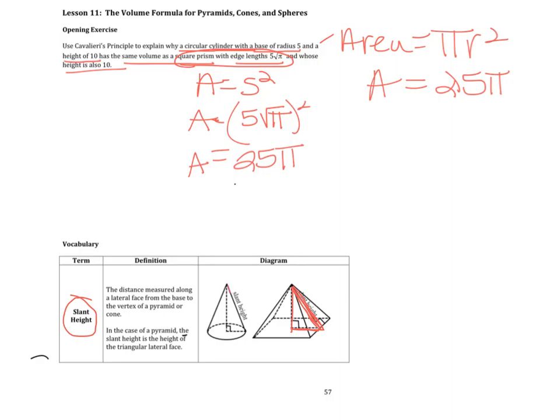The slant height in a cone is right here. Again, drop an altitude, we have another leg here for a right triangle, so the slant height serves as the hypotenuse of a right triangle.